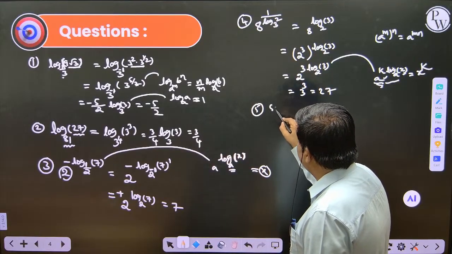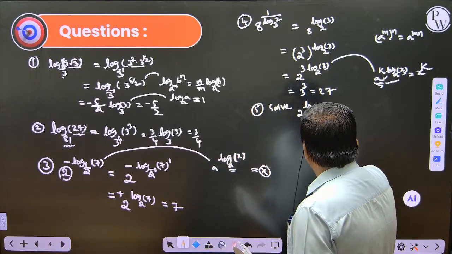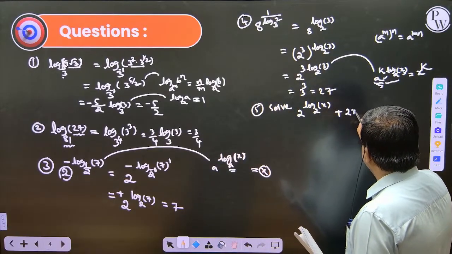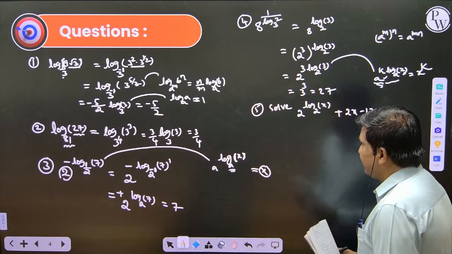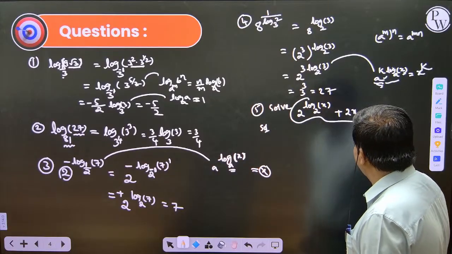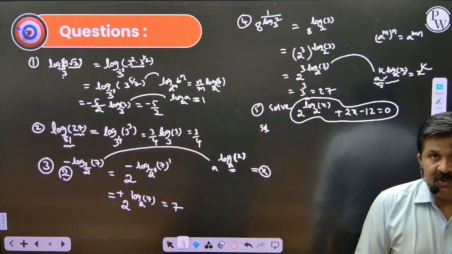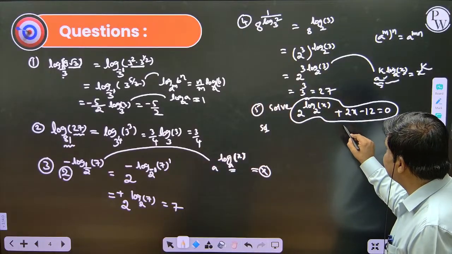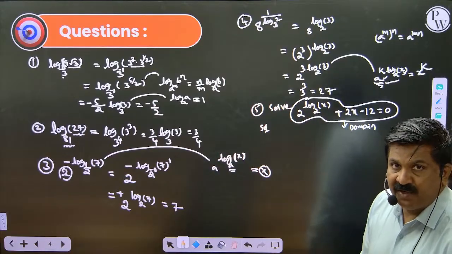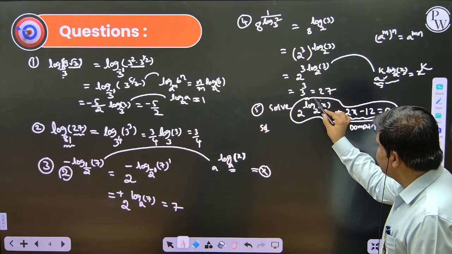Next question. Solve 2 power of log base 2 x plus 2x minus 12 is equal to 0. Remember one thing here: before going to solve this equation, you must find out its domain first. Whose domain do you want to find out here? This is not the disturbing part. This logarithm is the only thing disturbing us.